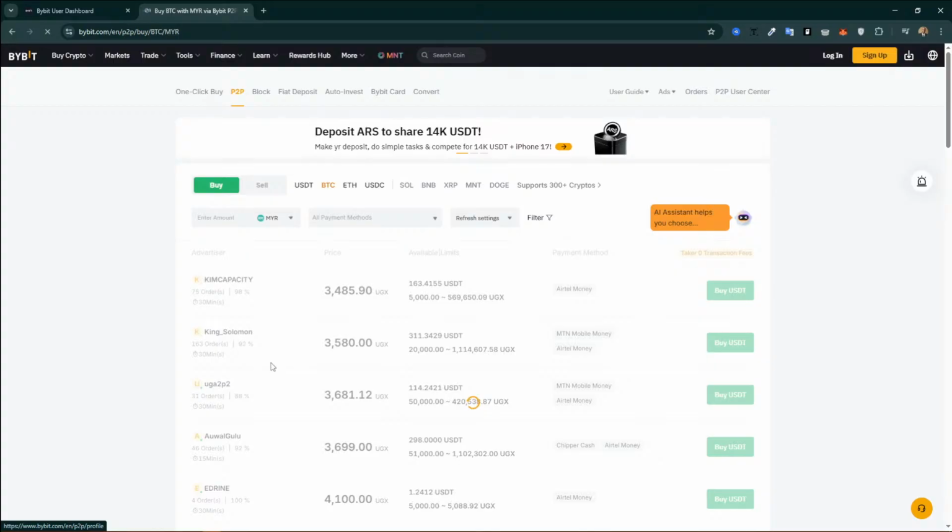All right, so I think we should look at the third way to buy or to deposit crypto.